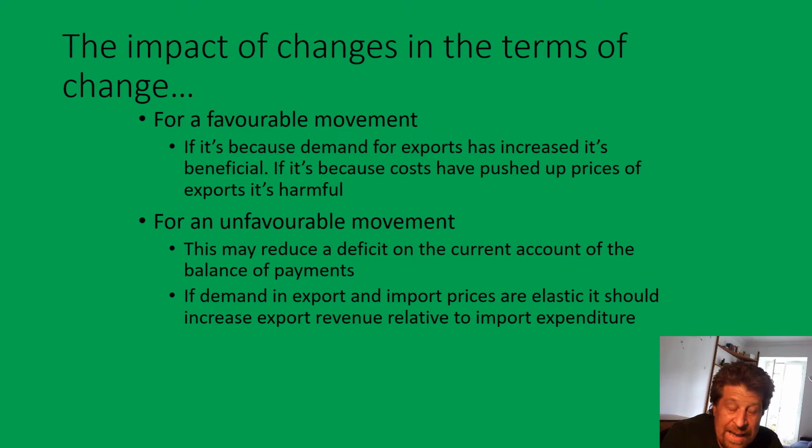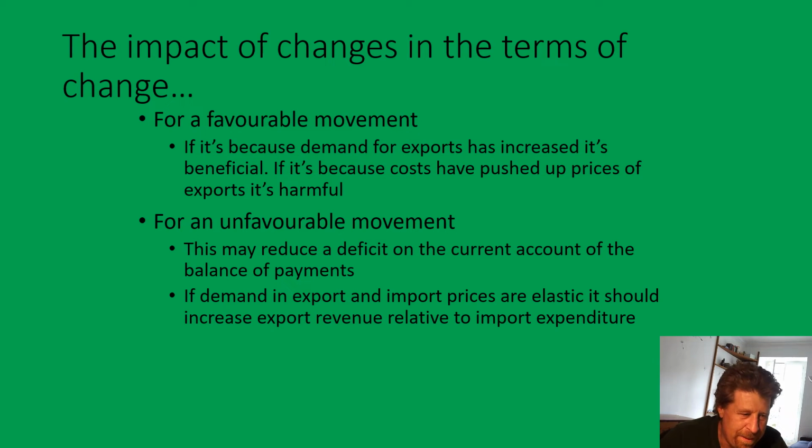Here, also, elasticity of demand is important. So if the export and import prices are elastic, it should increase export revenue relative to import expenditure, because demand will go up. If your export price is going down, foreigners will be buying more, and we'll be buying less. But if it's inelastic, you've got the opposite. Maybe you're actually getting even less revenue, because the prices are going down and people aren't changing their habits anyway.